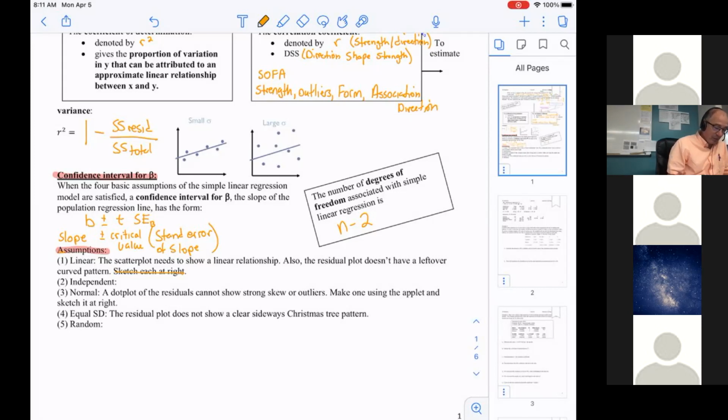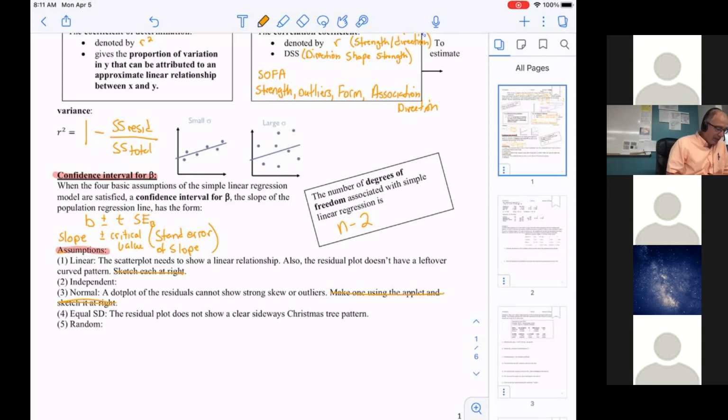And again, I did a horrible job of proofreading this. We don't have to make one and do it right. The residuals plot shows no clear sideways Christmas tree pattern, and it's going to be random. Okay. And actually, equal standard deviation.